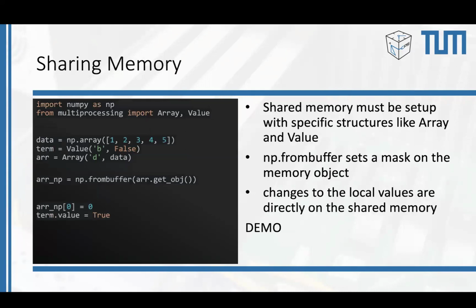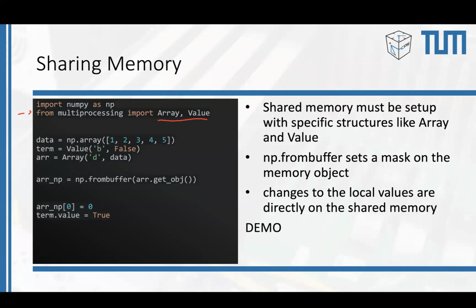Another big part of processes is that we don't have global variables, so we have to be able to share memory between one process and another. There are a few primitives in multiprocessing that are very useful for this, and in particular, here we're going to look at array and value. What do these do? They basically wrap the variable that you have in your local process in a shared memory and make it available for other processes to use.